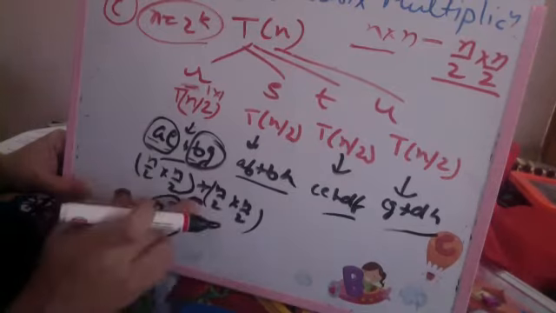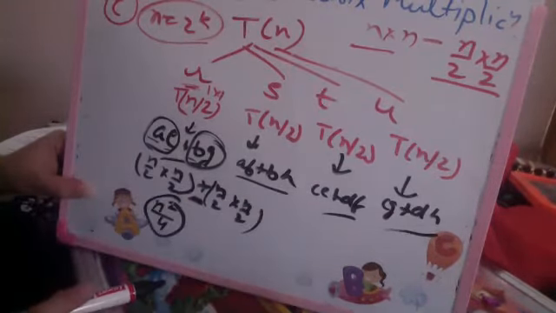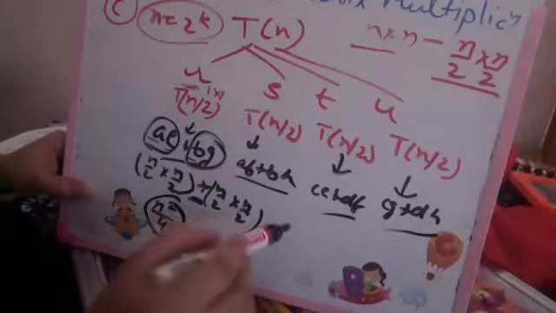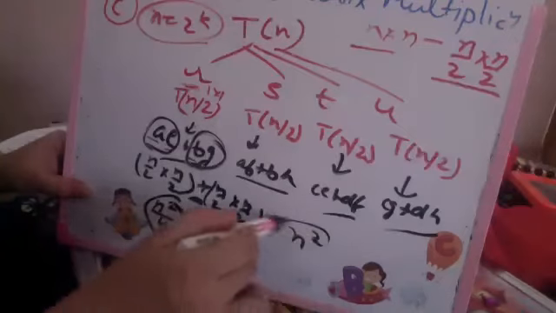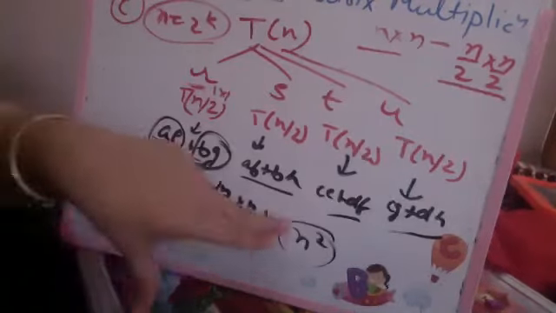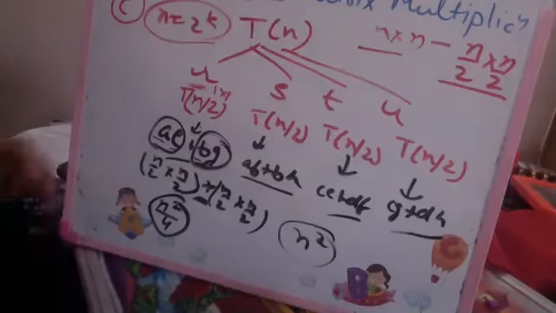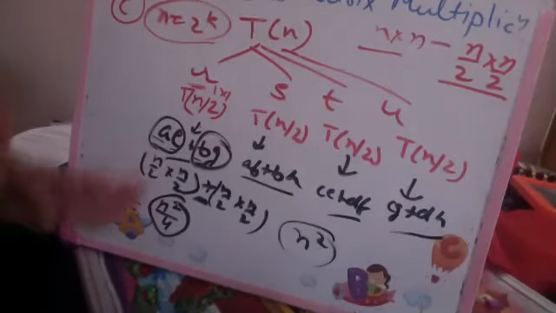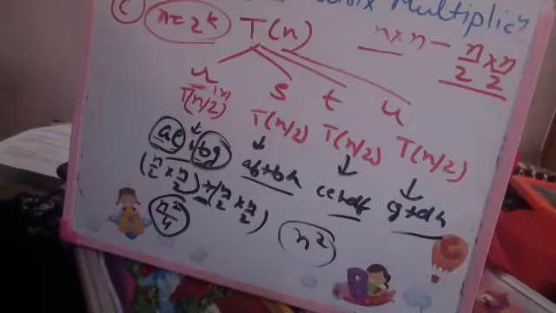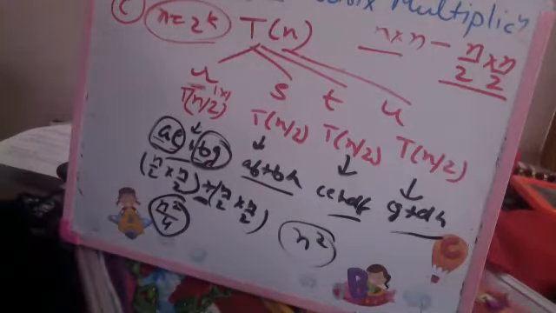Addition, only addition. All will take n square by 4 time. So how much time will it be taken? N square at every step for addition. And n square by 4 plus n square by 4 plus n square by 4 plus n square by 4 will be n square only. Similarly, at each step, the number of matrices will keep increasing and the number of additions will sum out to be again n square.